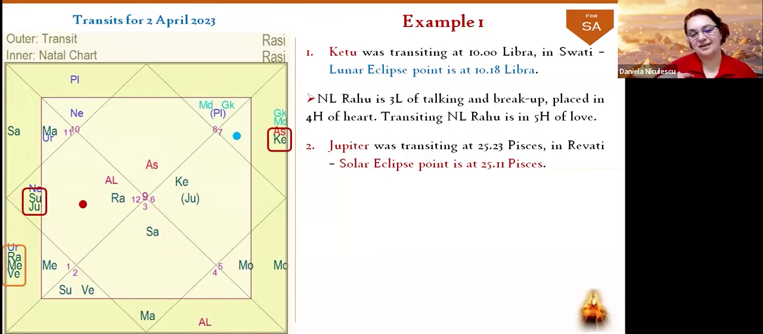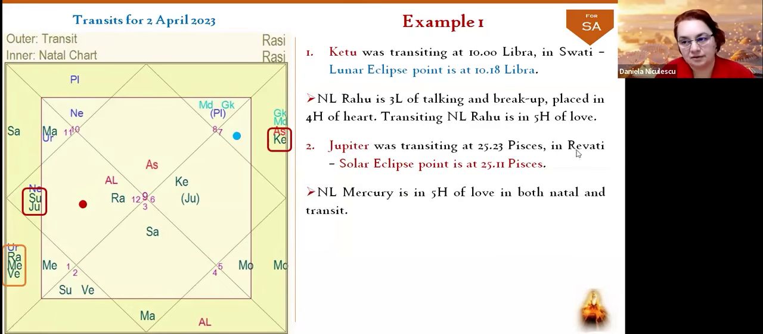Because in this way, you're going to be absolutely ravished with this beautiful technique. You'll see how well it works and what good predictions you can make for a person like that using only this technique. So Jupiter was transiting at the same degree as the solar eclipse point over here in the 4th house. It was transiting in Revati Nakshatra. Nakshatra lord Mercury, where is it in the chart? It is in his 5th house of love, and he's also transiting the 5th house, right?